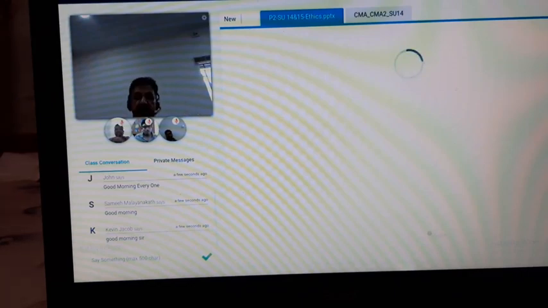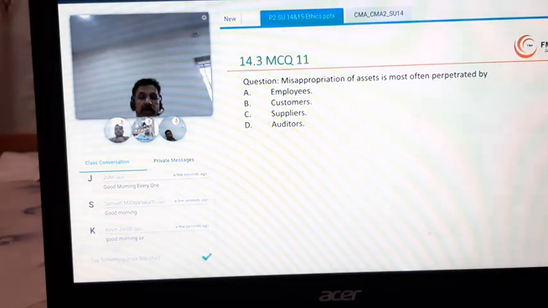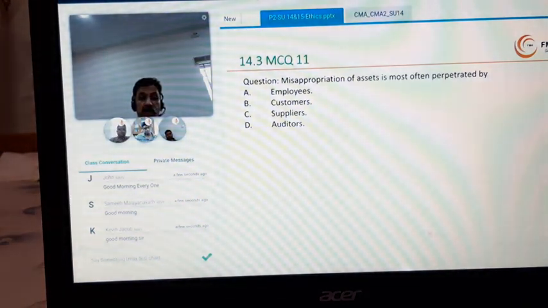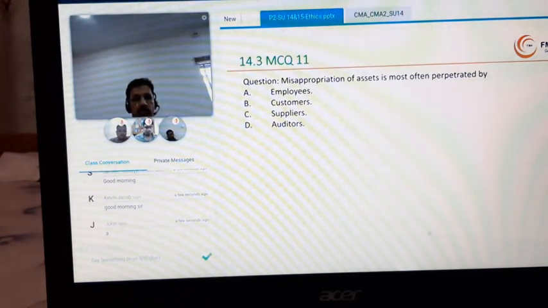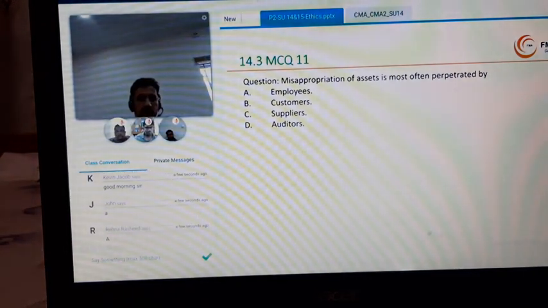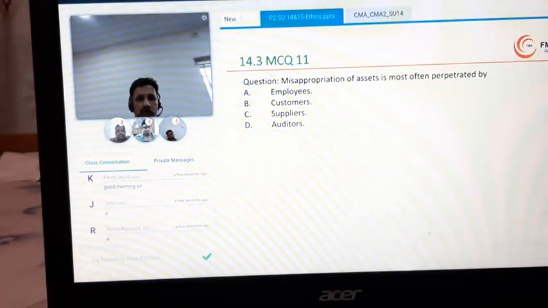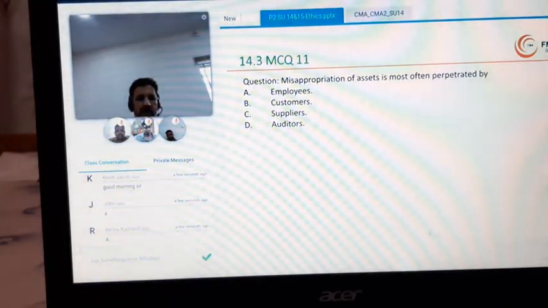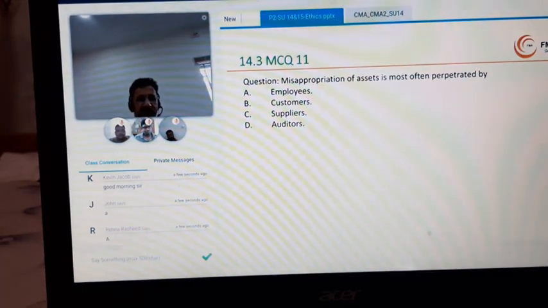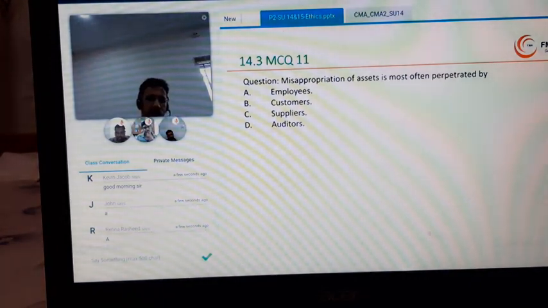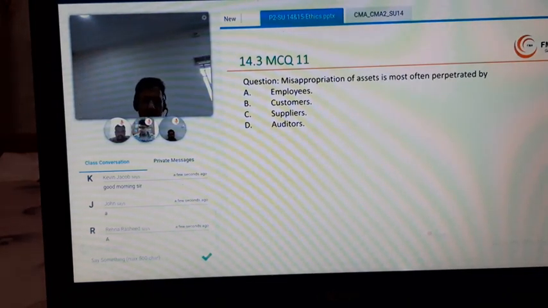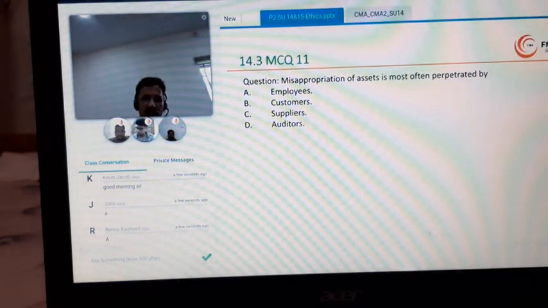Misappropriation of assets is most often perpetrated by, give your answer in the class. Yeah, employees. Customers, suppliers, auditors are external parties. We are talking about internal fraud. So misappropriation of assets is most often perpetrated by employees. Not that there are no thieves outside the organization, but it is most often committed by employees.